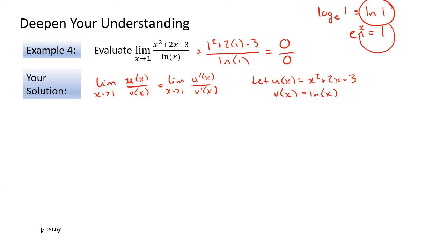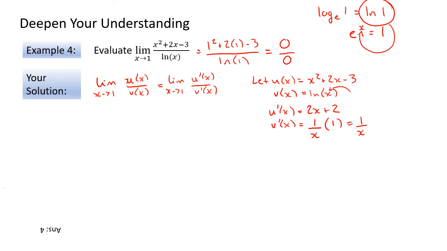If we take the derivatives, u prime of x is equal to 2x plus 2. And the derivative of ln, remember, is 1 divided by whatever is in the brackets, in this case x, times the derivative of what's in the brackets. The derivative of x is simply 1. So we're left with just 1 divided by x.